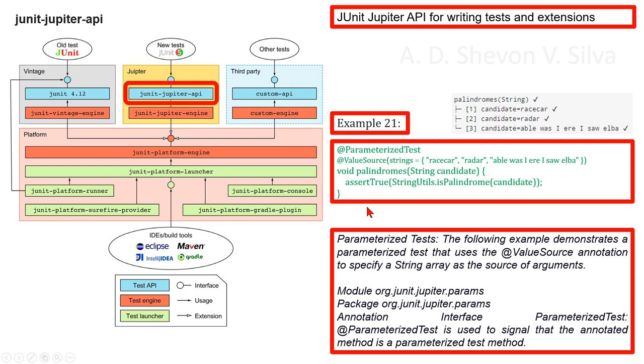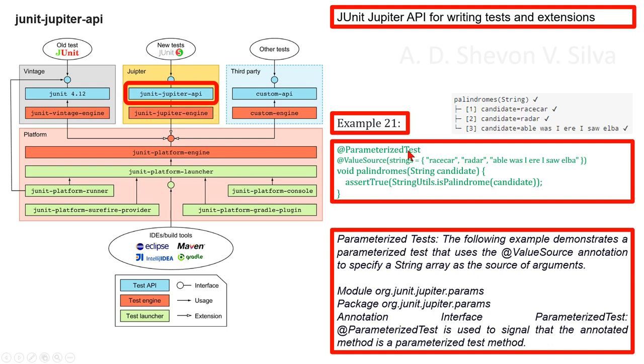Parameterized tests make it possible to run a test multiple times with different arguments. They are declared just like regular @Test methods, but use the @ParameterizedTest annotation instead. In addition, you must declare at least one source that will provide the arguments for each invocation, and then consume the arguments in the test method. The following example demonstrates a parameterized test that uses the @ValueSource annotation to specify a string array of source arguments.